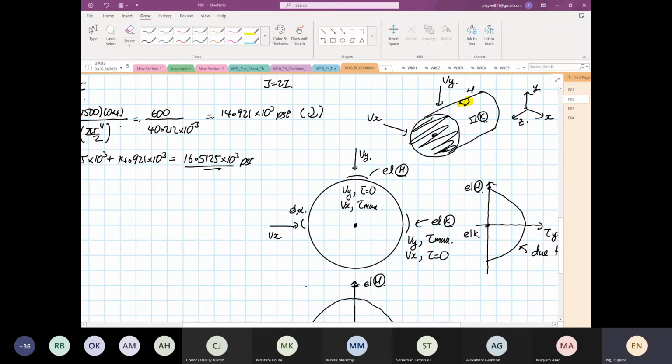So element alpha, right? Based on Vy, it will be tau max. Based on Vx, the shear is equal to 0.